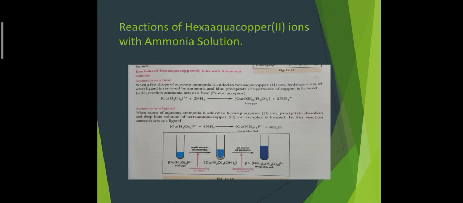Then we have the reaction of hexa-aqua copper ions with the ammonia solution. We have seen that ammonia acts as a base as well as a ligand. When a few drops of aqueous ammonia are added to the hexa-aqua copper, hydrogen ions of the water ligand are removed by the ammonia and a blue precipitate of the hydroxide of copper is formed.